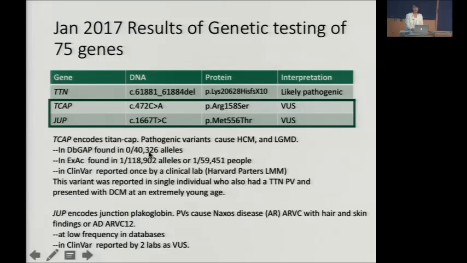TCAP encodes titin cap, which interacts with titin. And then I contacted a colleague at clinical lab at Harvard Partners because they had reported it. And when I talked to the director there, she told me that this same variant had been found in a single individual who also had a titin pathogenic variant and presented with dilated cardiomyopathy at an extremely young age. We know that although there's a range for Titin, patients typically present later in life with dilated cardiomyopathy in their 40s. So because of that, I elected to evaluate for the TCAP VUS, or I gave the family the option to be tested for this as well as Titin.